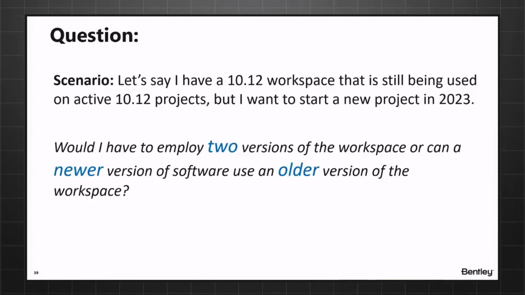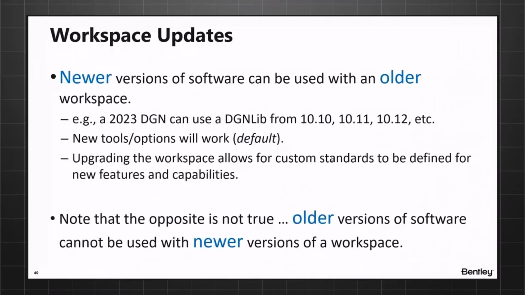Absolutely you can. Newer versions of software can be used with older workspaces. So in our scenario, I could start a project in 2023, but I could still use a workspace that's in 1010. All the DGN libs are in a 1010 format or a 1011 format or a 1012 format. OpenRoads is designed to work that way, for newer versions of software to use an older workspace.